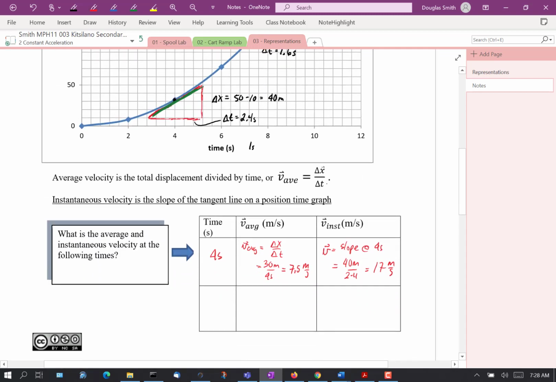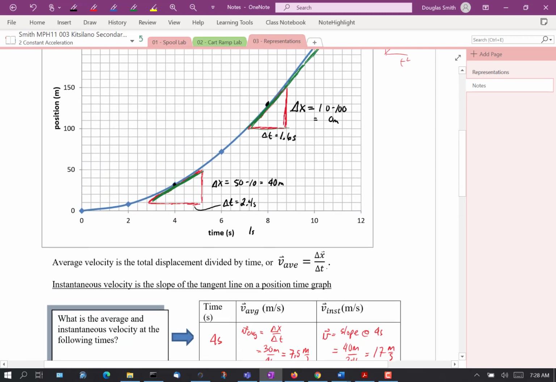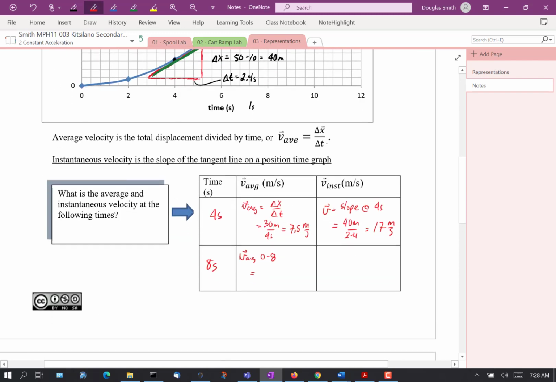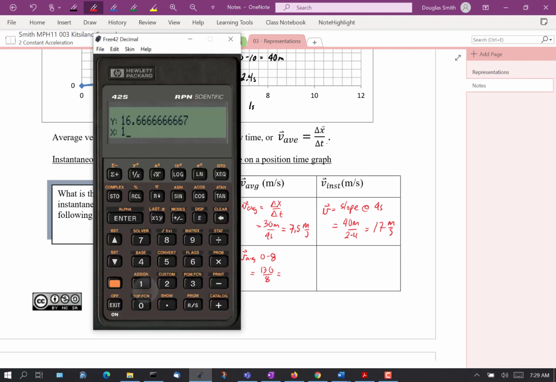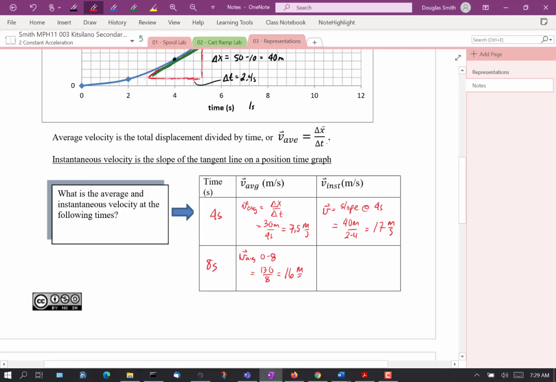We'll do the 8 seconds. So we could say that the average velocity from 0 to 8 seconds is equal to what started at position 0 and went up to position, looks like 130. So it's 130 divided by 8. So that's 16 meters per second. That's the average velocity between 0 and 8 seconds.